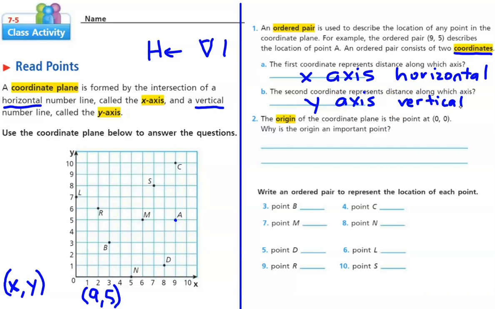The last vocab word is something called the origin. The origin is really important to know, and the origin's also the easiest. Your origin is literally 0, 0.